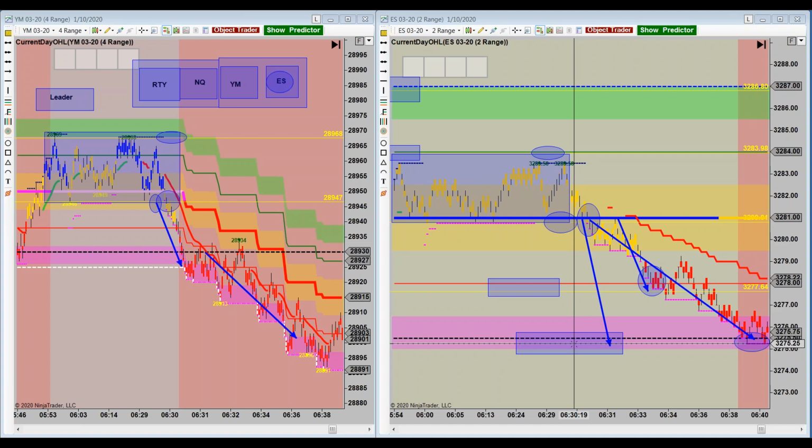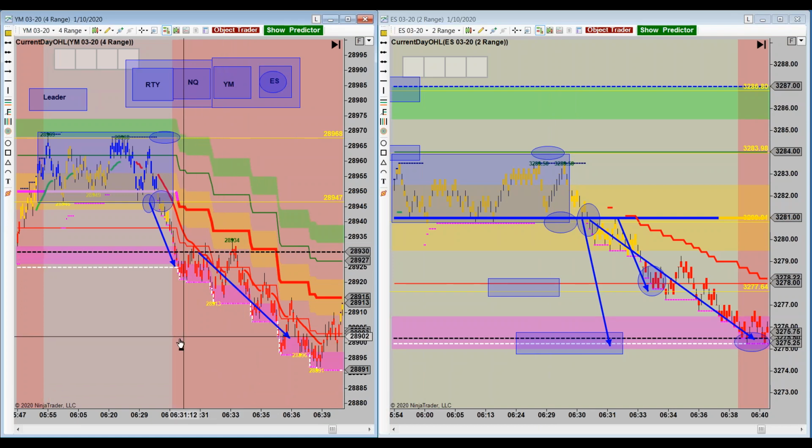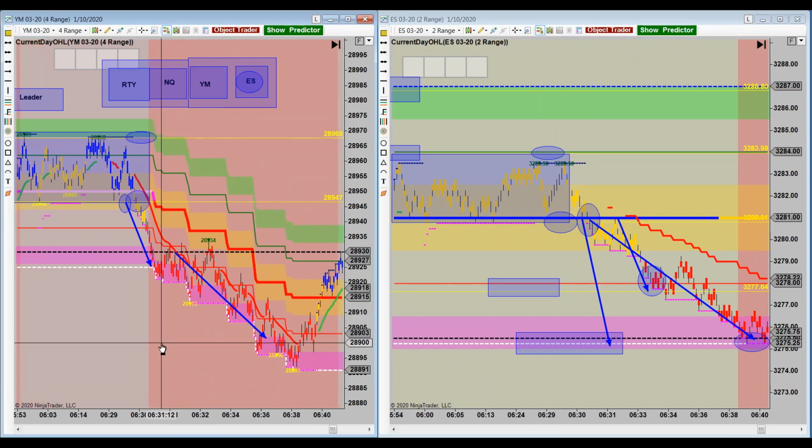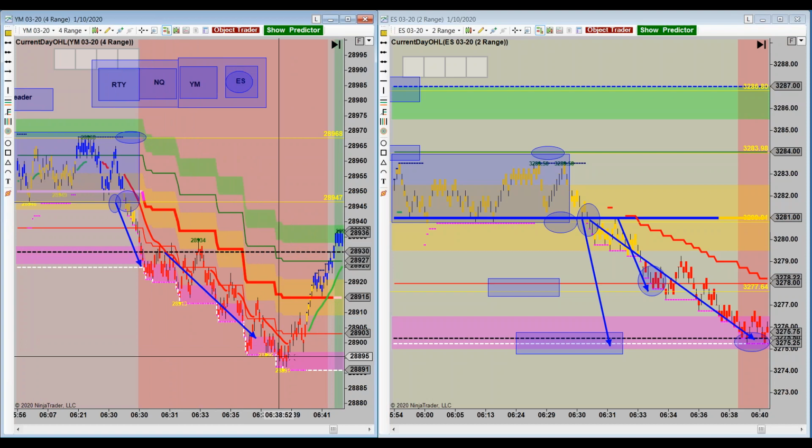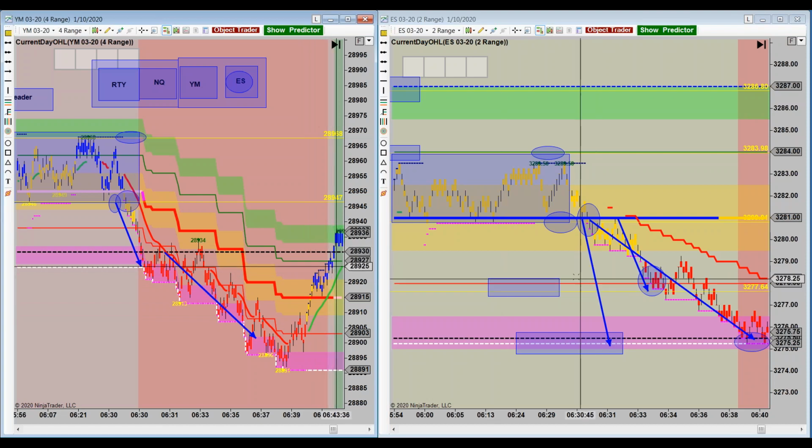Now we got some divergence. That's right, David. And the divergence happened as such. Now this happens sometimes, okay? Now look at what YM does. YM bottoms out here at 6:39 and change, 6:40. She starts to take off and starts an ascent with short covering, which eventually turns into some buying. We'll look at that in a second.